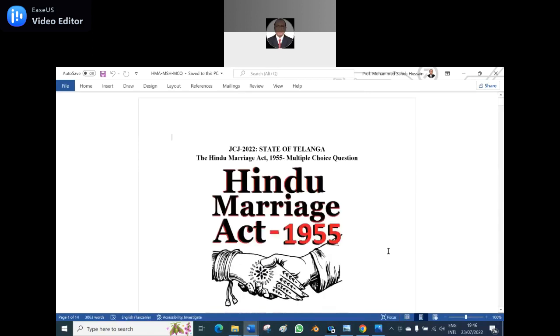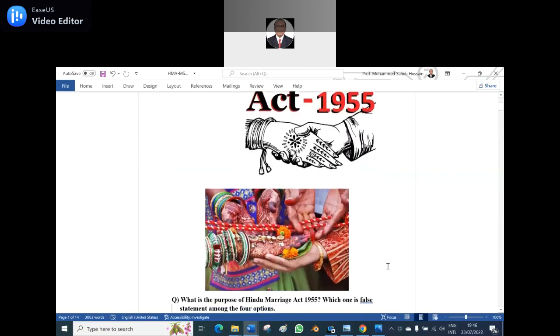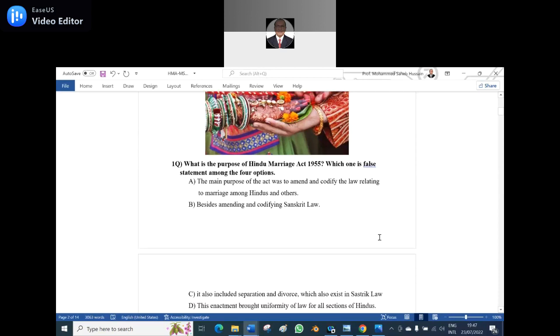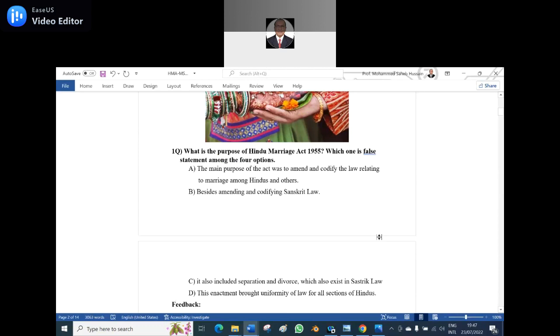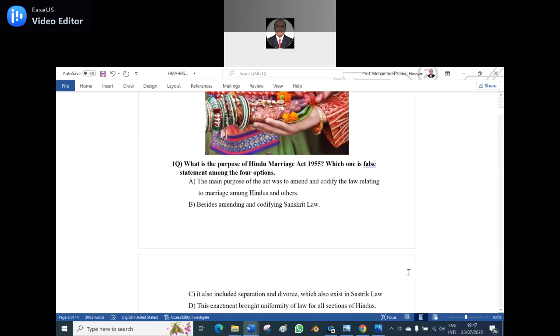Now it is my turn. Hindu Marriage Act 1955. You are giving answers for all the questions immediately. Now let us see how you give the answer for this one. First question. What is the purpose of the Hindu Marriage Act 1955? Which one is the false statement among the four options? A. The main purpose of the Act was to amend and codify the law relating to marriage among Hindus and others. B. Besides amending and codifying the Sanskrit law. C. It also included separation and divorce, which also exist in Shastric law. D. This enactment brought uniformity of law for all sections of Hindus.